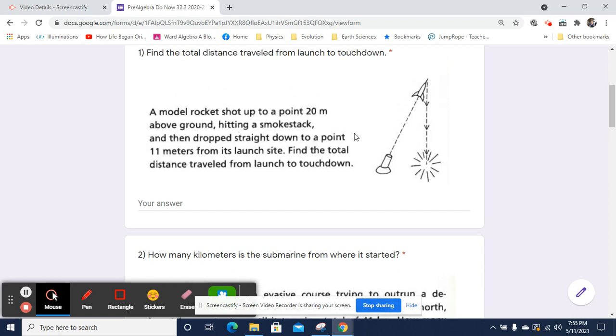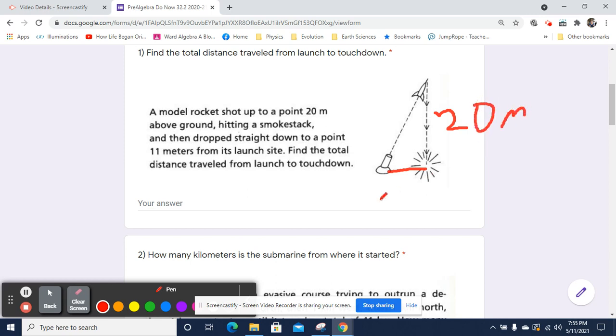And we have a model rocket. It's been shot up to a point at 20 meters above the ground, hitting a smokestack and dropping straight down to a point 11 meters from the launch site. So we can actually draw ourselves a little right triangle. So this is going to be 20 meters. And this is 11 meters, okay, and that is a kitten in the background if you hear it.